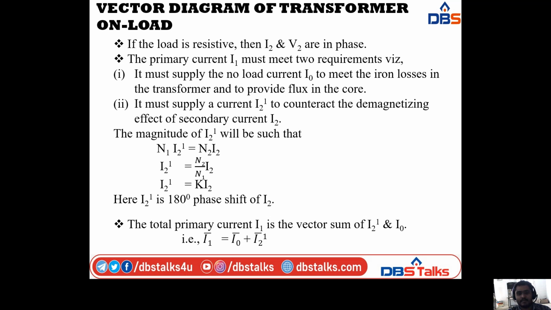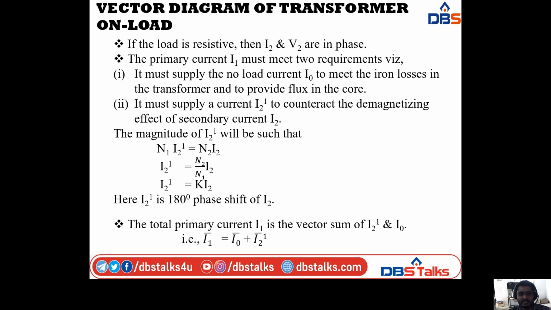And the primary current I1 must meet two requirements. It must supply the no-load current I0 to meet the iron losses in the transformer and to provide flux in the core. And it must supply a current I2 dash to counteract the demagnetizing effect of secondary current I2.